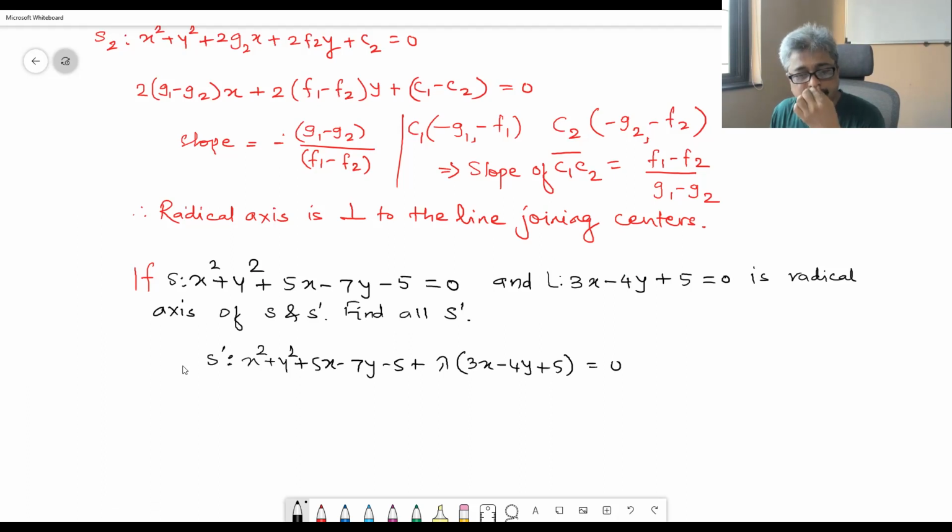Yes or no? Is this a circle? Yes. Is it passing through the point of intersection of this line and this circle? Yes. Therefore, it is a radical axis.